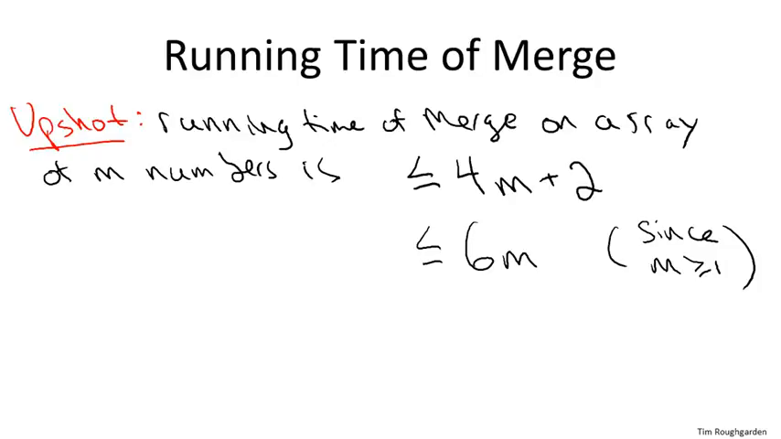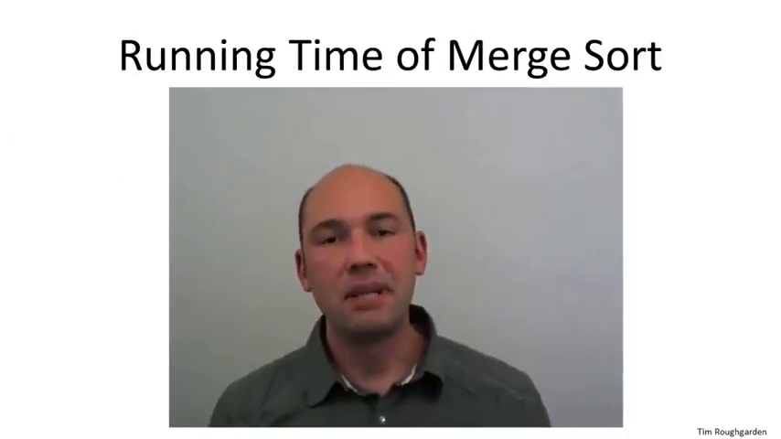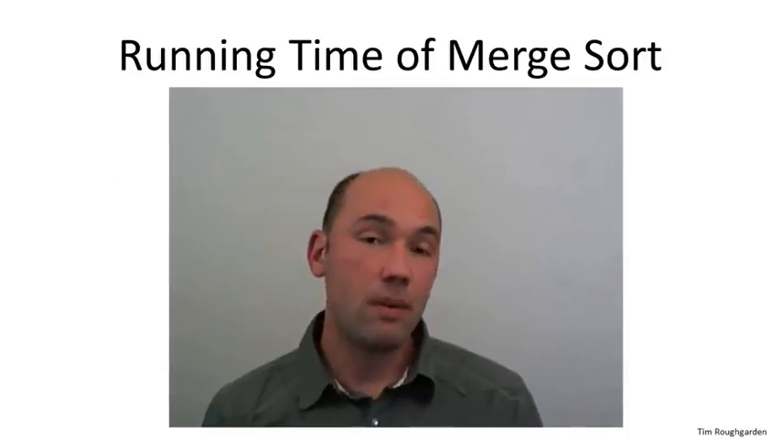Okay? You have to admit, it's true, 6m is always at least 4m plus 2. It's very sloppy. These numbers are not anything close to each other for m large, but let's just go ahead and be sloppy in the interests of future simplicity.